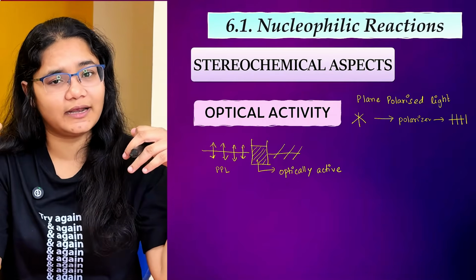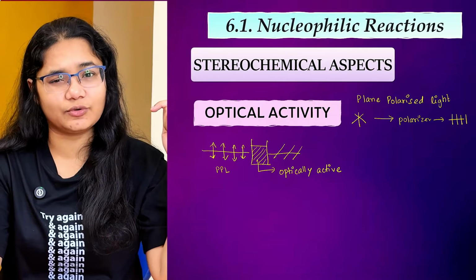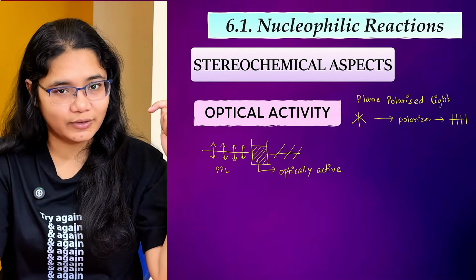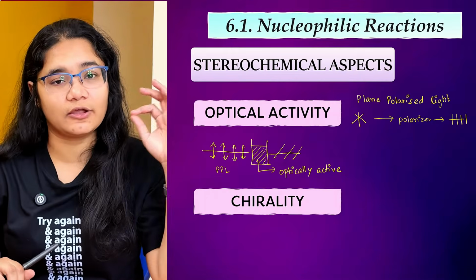Now, ma'am, how do we know whether it is optically active or not? Do we have to go to the lab and put the sample in every time and check whether the light is rotated or not? No, you don't have to do it like that. We have a shortcut for this.